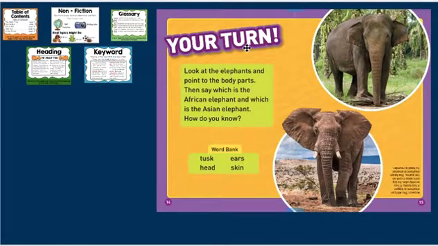All right, here's a your turn. Look at the elephants and point to the body parts. Then say which is the African elephant and which is the Asian elephant. How do you know? Here's the word bank, tusk, head, ears, and skin.